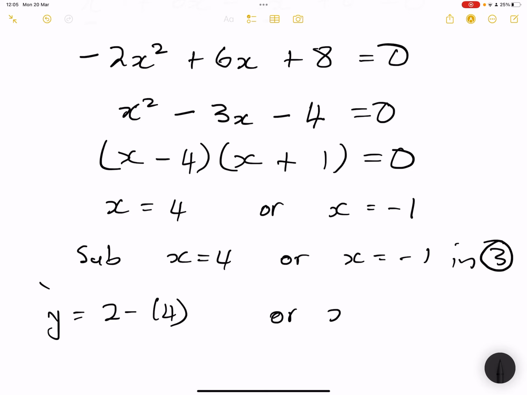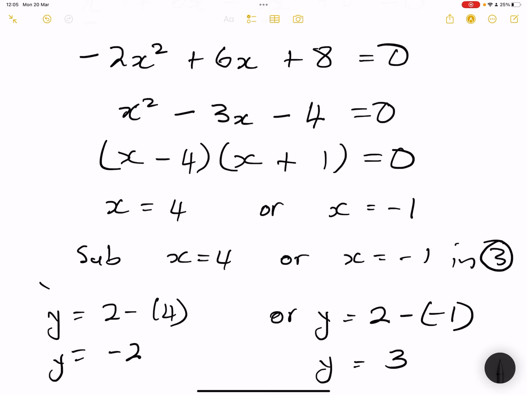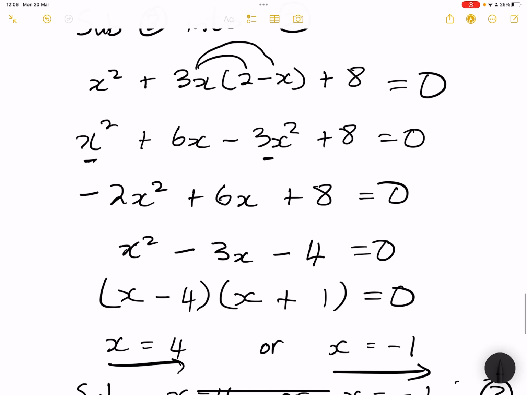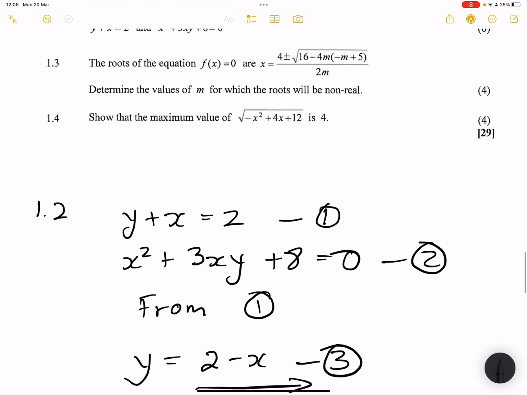or y is equal to 2 minus a negative 1. So in this case, that's going to be negative 2. Y is equal to 3. Right, so those are our answers. We've got both values of x and y respectively. Right, okay, let's go to the next one.